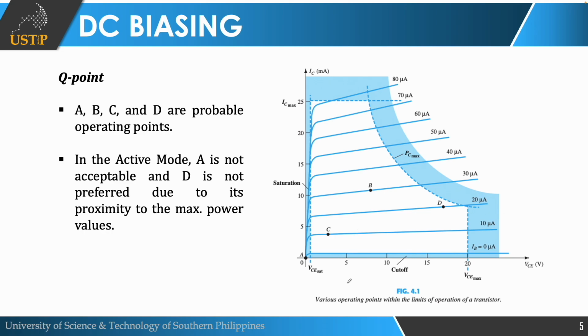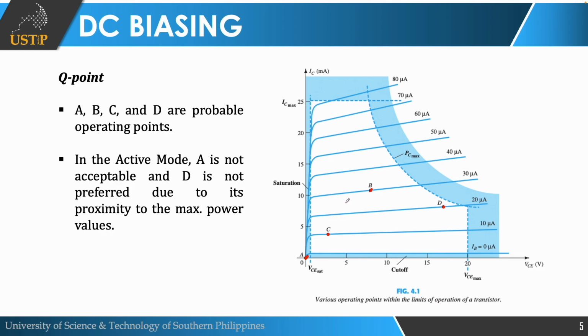Here we have the various operating points within the limits of operation of a transistor. So this is VCE versus IC with different values of the base current. And we have here some points A, B, C, and D, which are probable operating points. Now in the active mode, A is not acceptable, obviously because the transistor is already operating in the saturation region. And D is not preferred due to its proximity to the max power values.